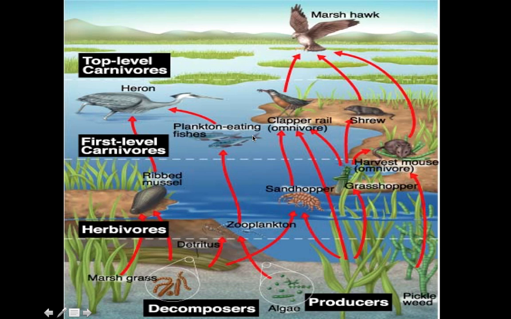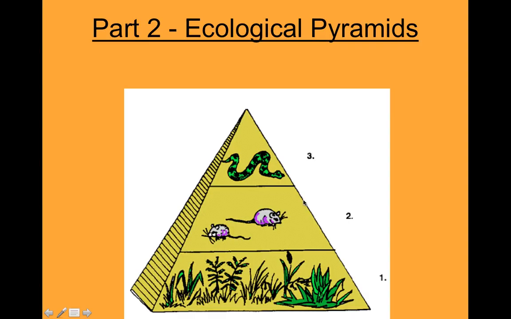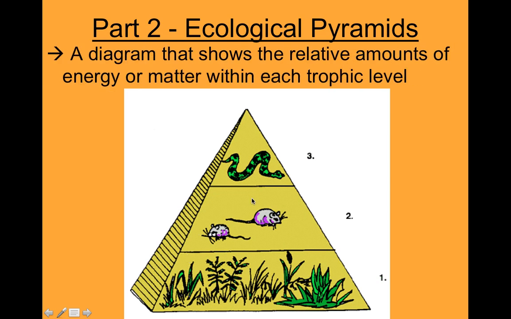So if we go back to this food web, it doesn't show us how many heron there are, or how many hawks there are, or how many sandhoppers there are. So the size of these pyramid chunks represent the number of organisms. And typically, except for some unique situations, we're always going to have more producers at the bottom to provide for a certain number of herbivores, which will provide for even fewer carnivores.